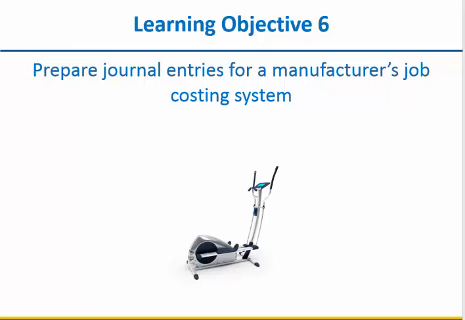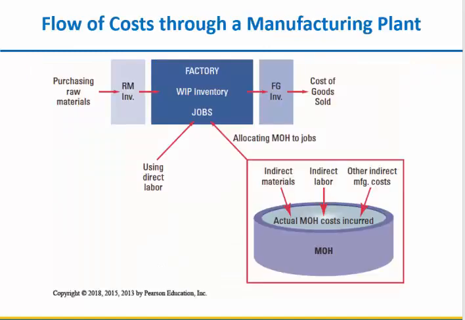So let's go through the journal entries for the manufacturer's job costing system. This flow chart is super nice, to be honest. It explains pretty much everything. When you purchase raw materials, definitely you're going to go through some journal entries. Then you have to deal with the raw materials inventory. You have a purchase, which will increase the balance, right? That's going to be a debit.